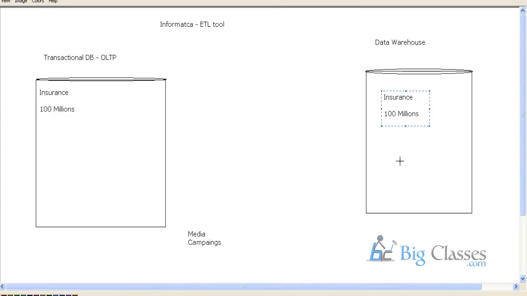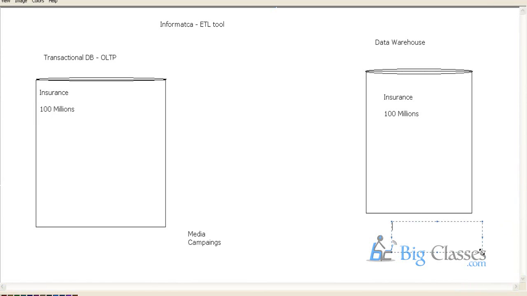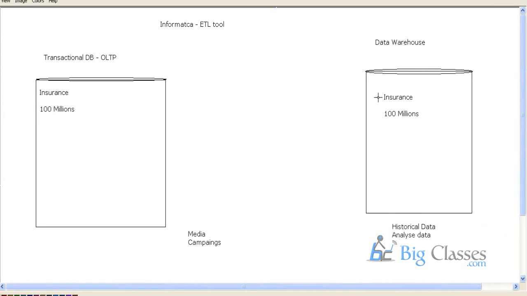Once the data is available in the data warehouse, I am going to analyze the data from the data warehousing area. Here I am going to have complete historical transaction data. Now I am going to analyze the data. Analysis of the data is going to happen here. How am I going to analyze this?